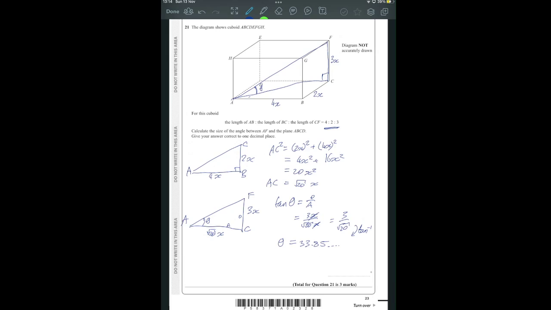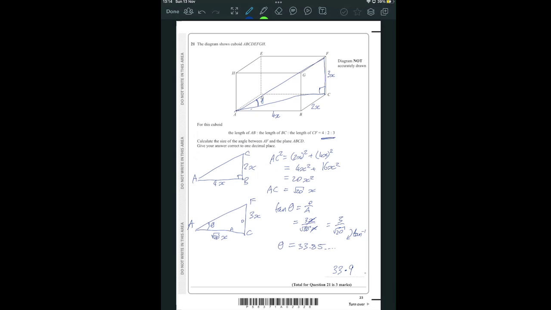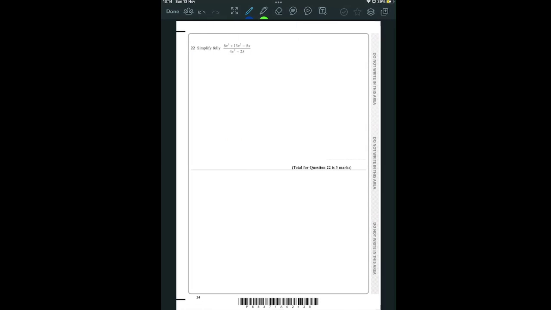Now we check the rounding. It wanted it to 1 dp. We put on the answer line the 1 dp. Some of you might be worried that I used an unrationalized surd. But if I'm using it in a calculation, not as a final answer, that is fine. Question 21 done. Question 22.